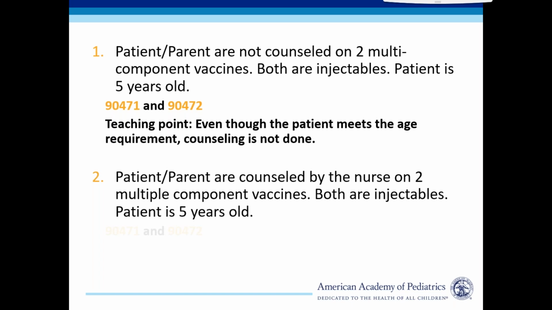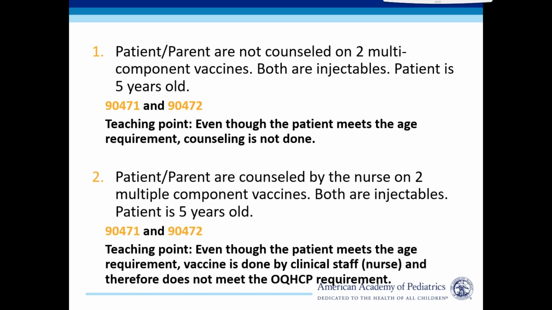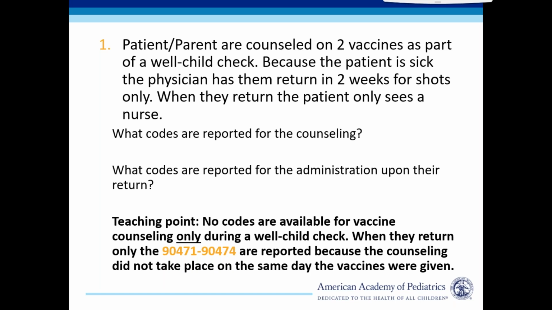Patient and parent are counseled by the nurse on two multiple component vaccines. Both are injectables. Patient is 5 years old. We're reporting our 90471 and 90472. Again, even though the patient meets the age requirement, the vaccine counseling is done by clinical staff, the nurse, and therefore does not meet the other qualified healthcare professional requirement.